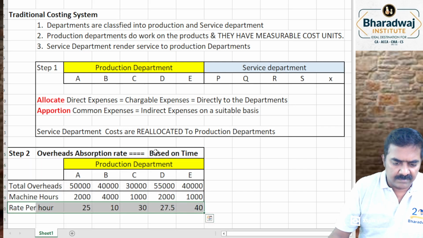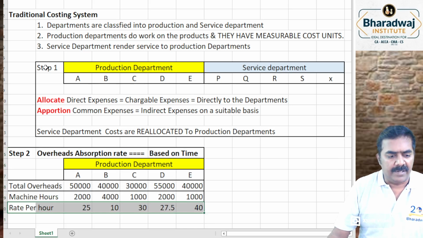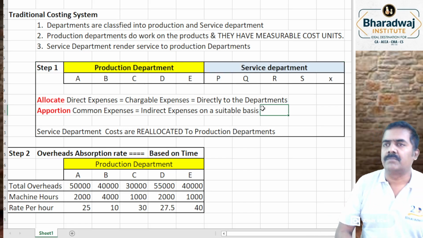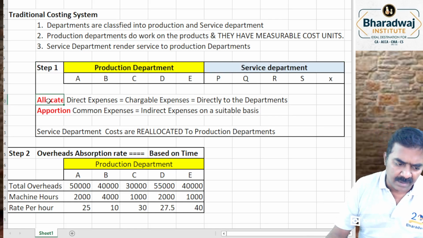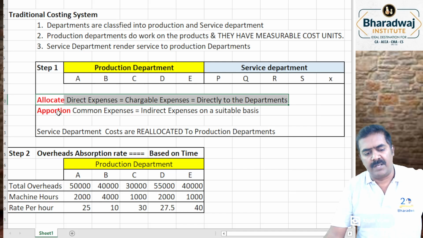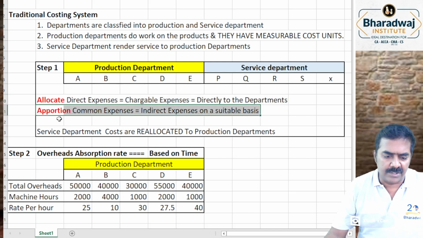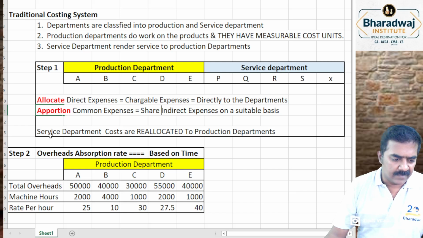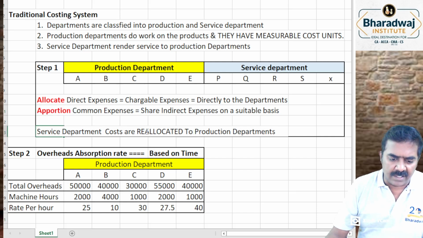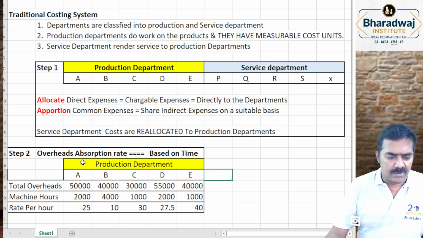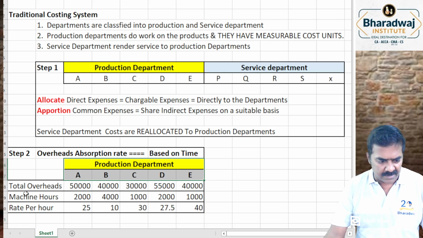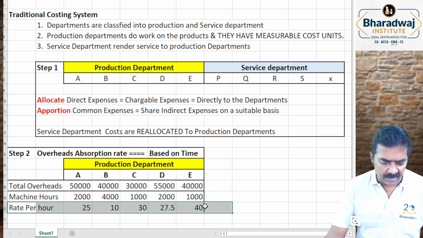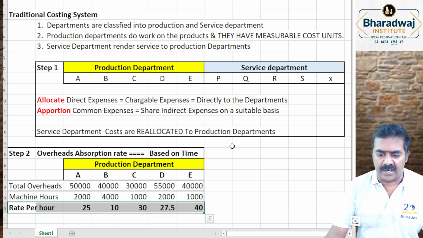We got the rate per hour. I repeat, what is the first step? We classify our company into which department? Production department and which department? Service department. Directly chargeable expenses are allocated, and indirect expenses are apportioned, that is shared, on a suitable basis. Then service department costs are reallocated to which department? Production department. So the production departments will have a cost. Total overheads divided by number of hours, what do you get? A rate per hour. This is step 2 that we follow in the traditional method.